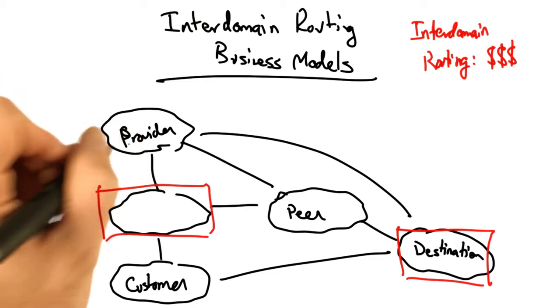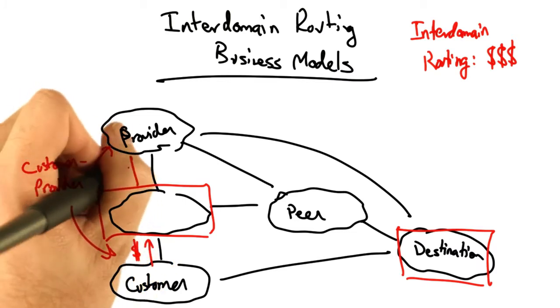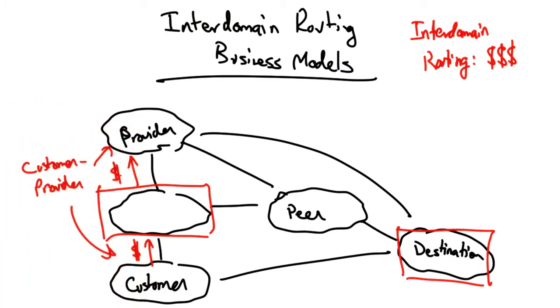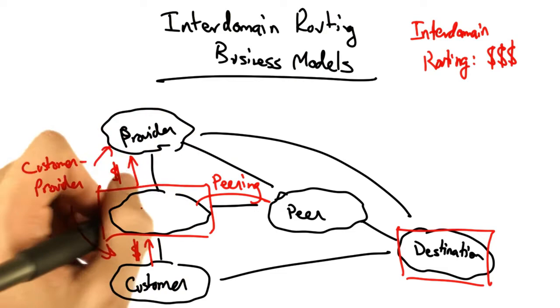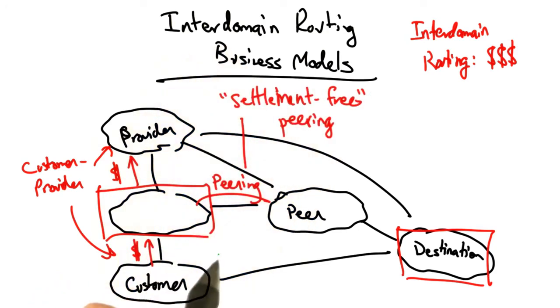A customer-provider business relationship, where money flows from customer to provider, regardless of the direction that traffic flows. The other type of business relationship is a peering relationship, where an AS can exchange traffic with another AS free of charge. This is sometimes also called settlement-free peering.